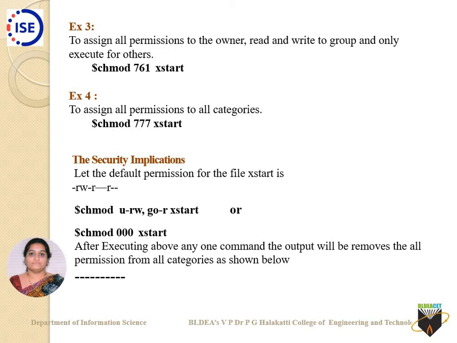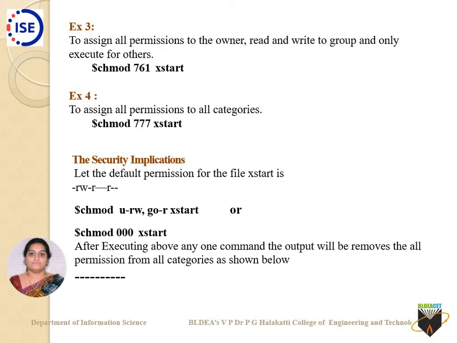Okay, so for assigning all the permissions to all the categories, that is 777. What will happen when you provide 777 to all categories of people? You will find that anyone can delete any other's file. Because of that, be very cautious when you are changing such file permissions. For security reasons, by default any new file permissions will be rw-, r--, r--.